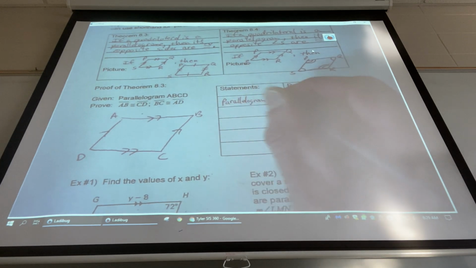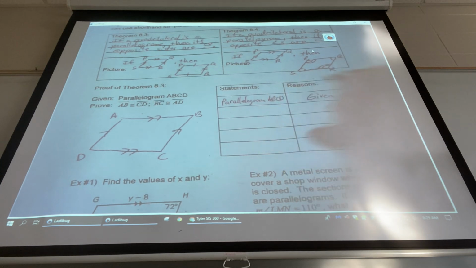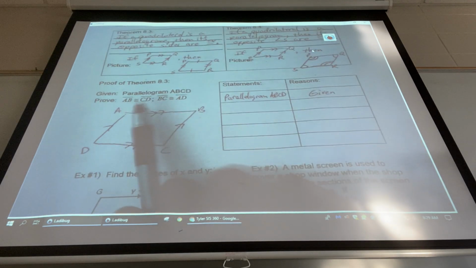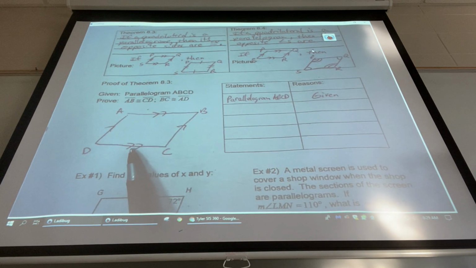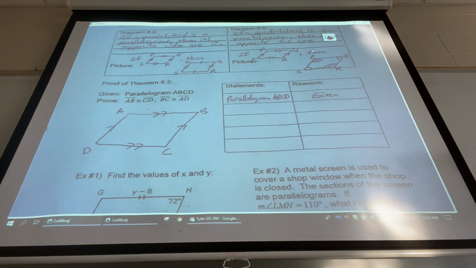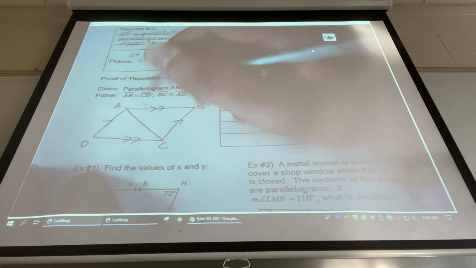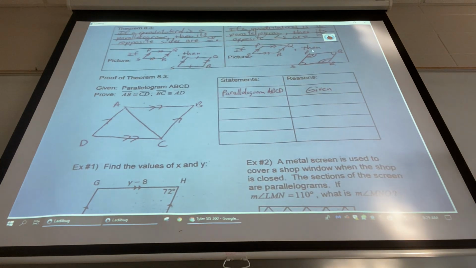Parallelogram ABCD. We start there, and we're trying to prove that AB is congruent to CD and that BC is congruent to AD. And how you go about doing that is by using some stuff that we've learned before. What we're going to do is split this up into a pair of triangles. And as soon as we do that, we're going to be able to realize some relationships.